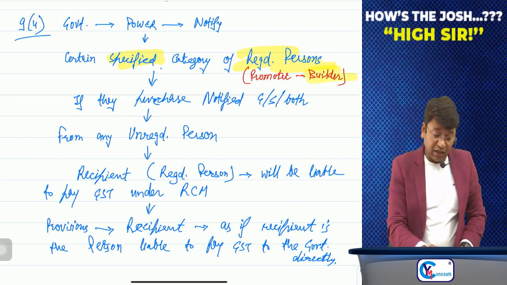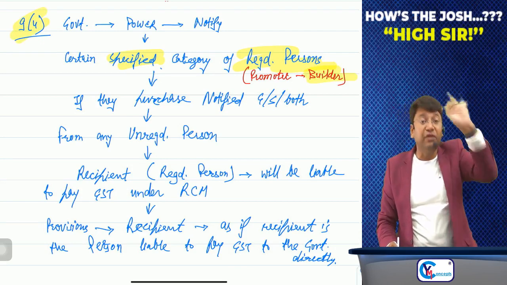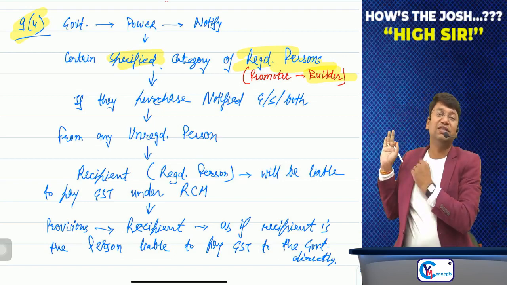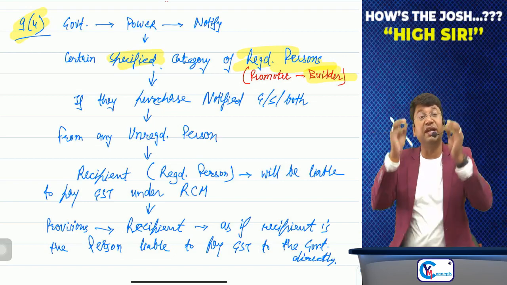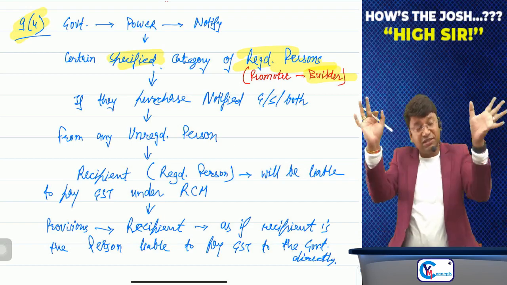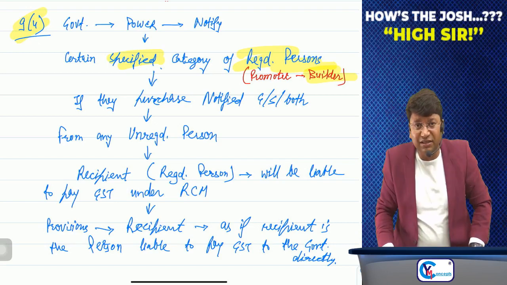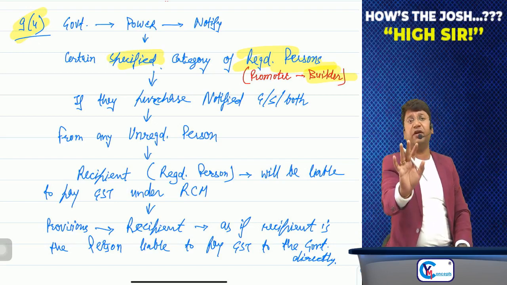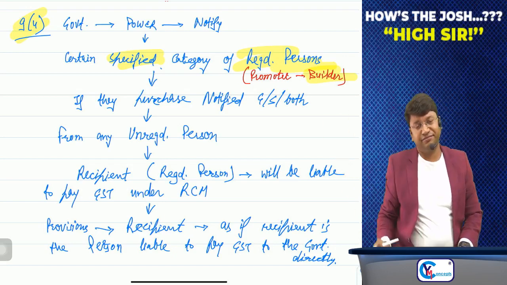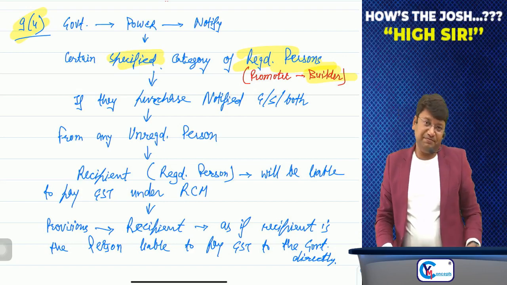Okay, sir, earlier when GST was introduced in 2017, then every person who was registered under GST was required to pay GST under reverse charge under section 9(4), which was very dangerous for the entire business category. Sir, that's why government amended this section and said that only notified category of registered persons are liable under reverse charge under this section, and only notified category is builders.